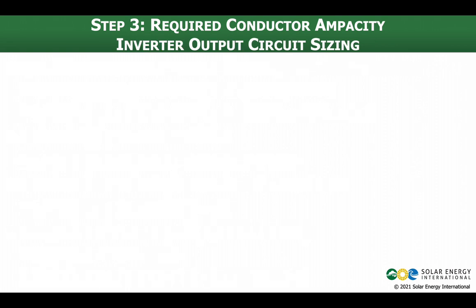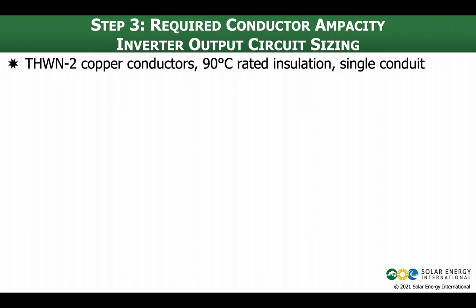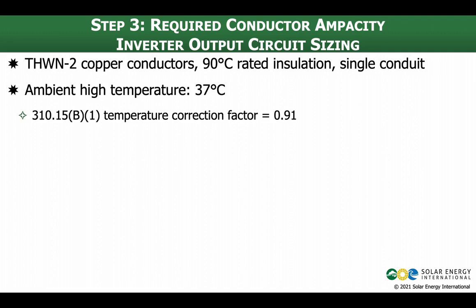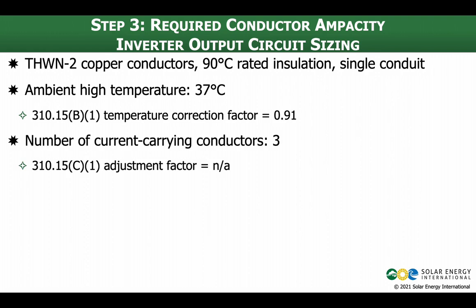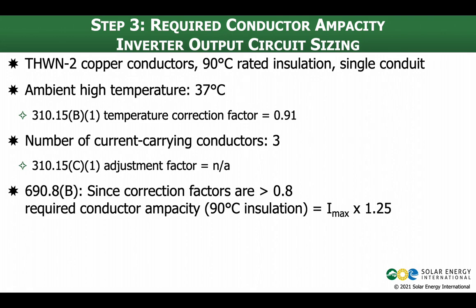Now let's go through step 3 for the inverter output circuit. We've got, again, THWN-2 copper conductors, 90°C rated insulation. We'll be using a single conduit for this one inverter, obviously. Again, we've got that same ambient high temperature, 37 degrees Celsius. Temperature correction factor is the same, 0.91. In this case, we've got 3 current carrying conductors, so there is no need for an adjustment factor. It's once we hit 4 or more that we start to apply adjustment factors. So in this case, the temperature correction factor is greater than 0.8. There are no other correction factors. That means conditions of use are less extreme than Imax times 1.25.